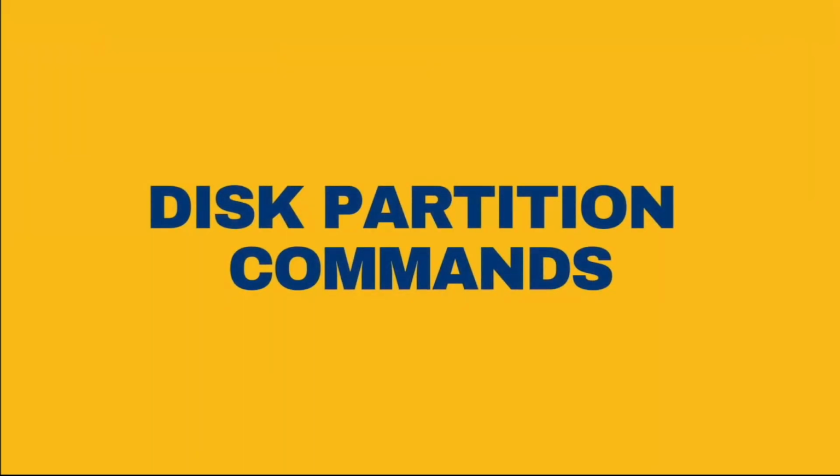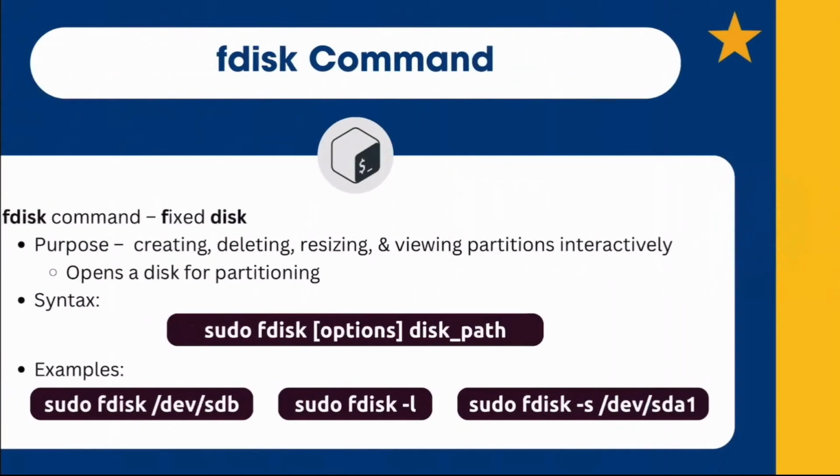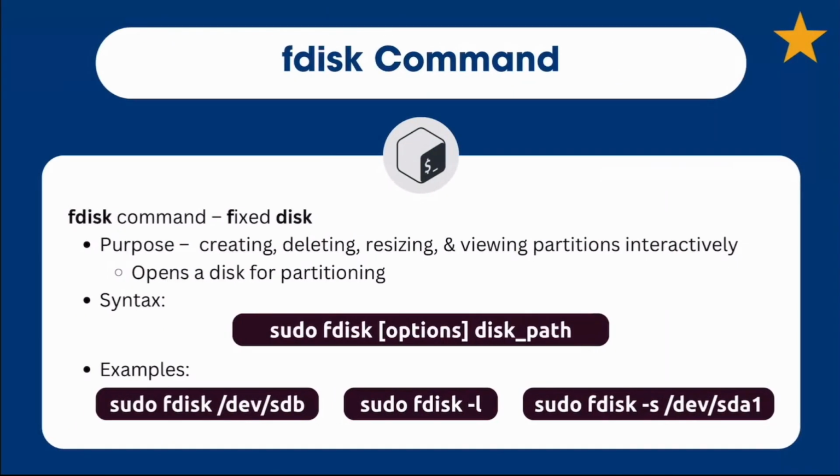Next up are the disk partition commands. We're going to go over the commands, and at the demo at the end is where we'll actually use them. First is the fdisk command, which is short for fixed disk. This is what you use to create, delete, resize, and view partitions. It essentially opens up your disk for partitioning.